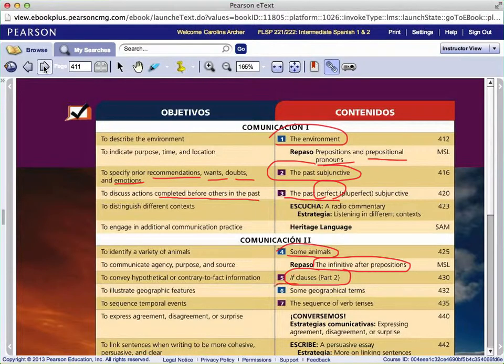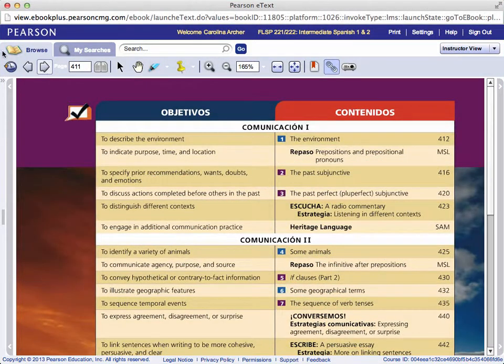We are going to be looking at some terms to talk about geography, some geographical terms, and we're going to end with the sequence of verb tenses. We have looked at a lot of different verb tenses, so now we're going to look at how they work in general, to look at the broad view of the sequence of events using verb tenses. ¿Okay? Muy bien. Entonces vamos a comenzar con el vocabulario para hablar del medio ambiente.